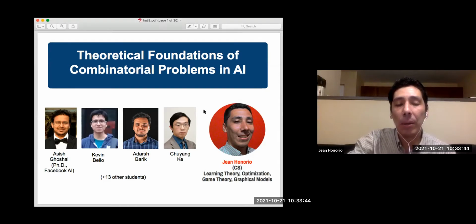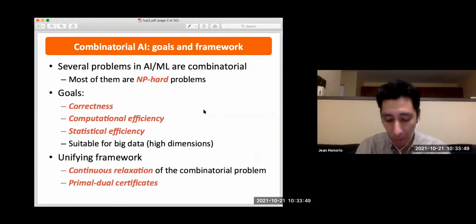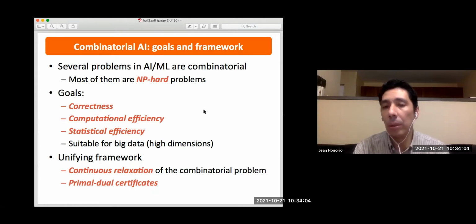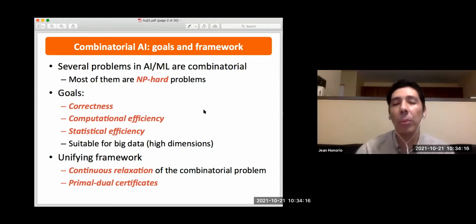So let me try to give you an idea of a framework that we have been working on through the several years. Several problems in machine learning and artificial intelligence are combinatorial in nature. And as we all know, most of them are NP-hard problems in the worst case. The goal that my particular research group has is to generate algorithms that are correct. And that definition of correctness will become a little bit more clear in the next slide.